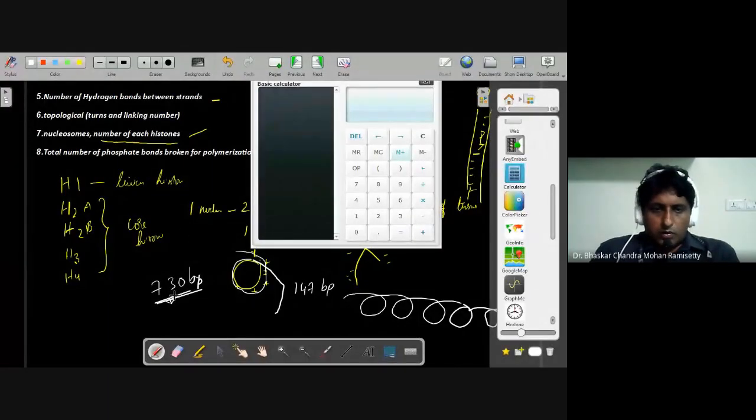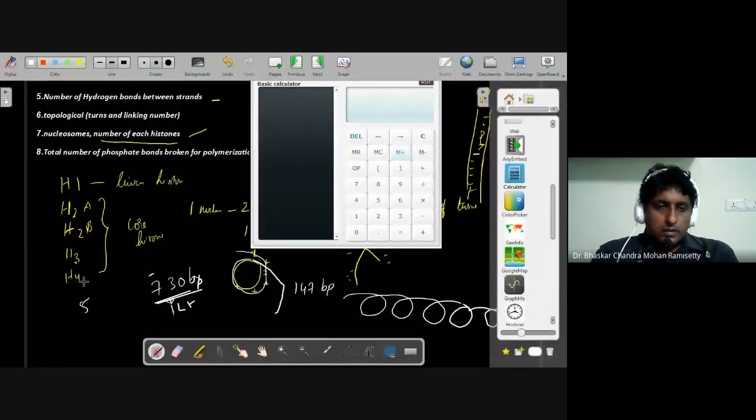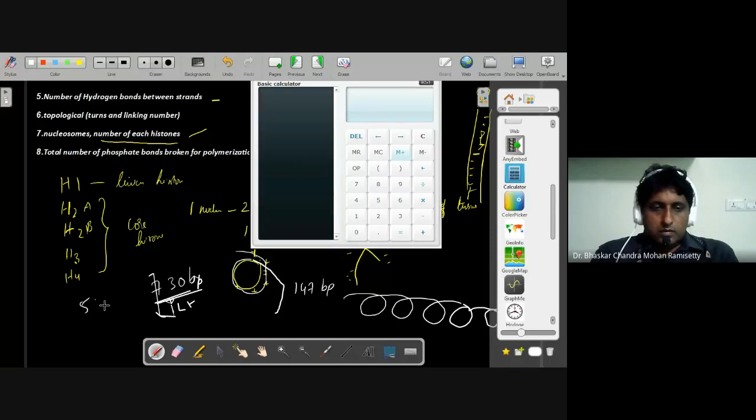So 730 by 147 should be the number of nucleosomes that are required to wind up the DNA that you have. So you need to calculate for both. And then, say for example, there are approximately 5 nucleosomes required. Then you would need 5 times the composition of each of these histones, and that can be done only if you are able to calculate the number of bases. Okay.